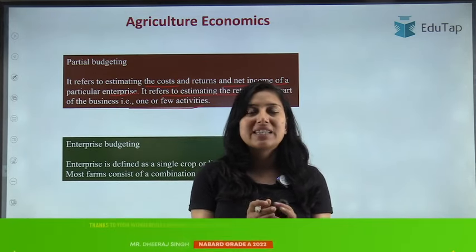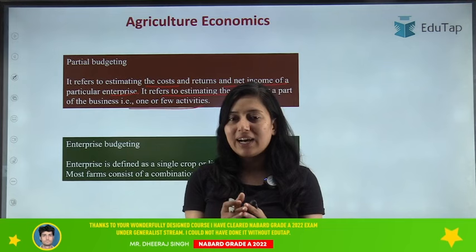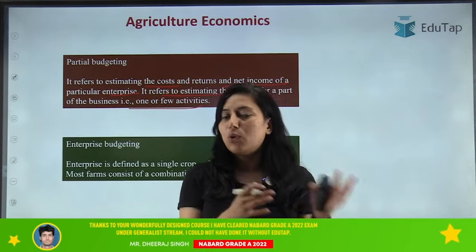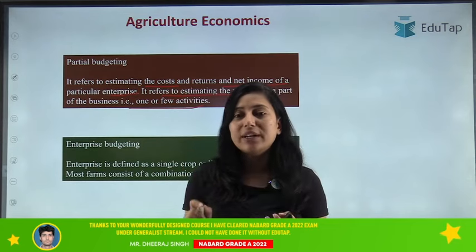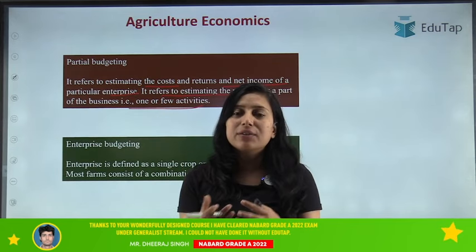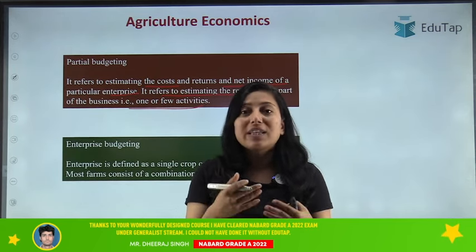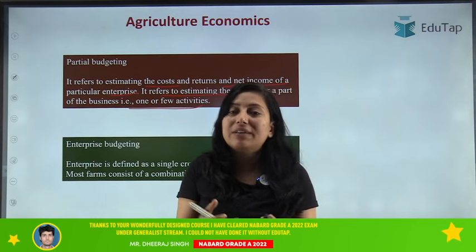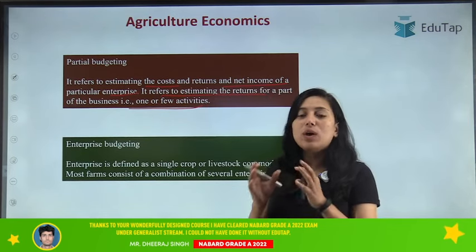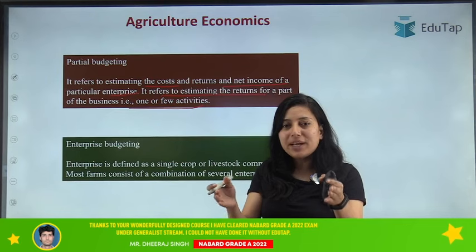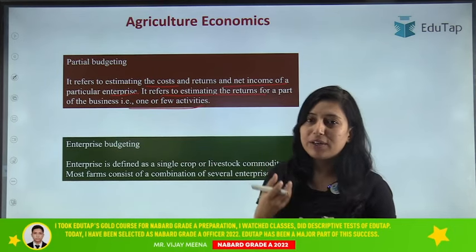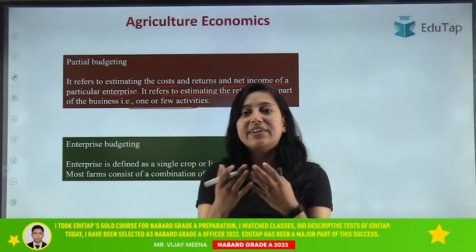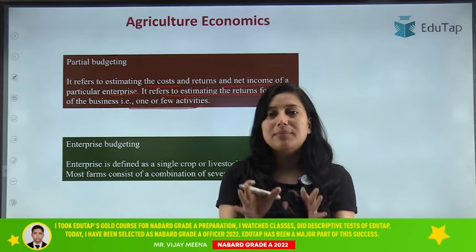For example, I change a rice variety and I try to replace the older variety with the new variety, and then I try to calculate what is the increase in income from that replacement. So that is your partial budgeting, when we are changing any 1 or 2 activities within an enterprise and then calculating what is our net profit, what is our net income, what is our net return. That is your partial budgeting.